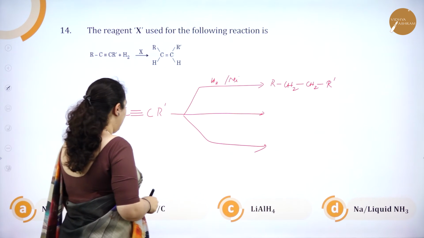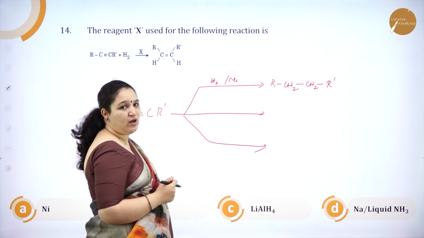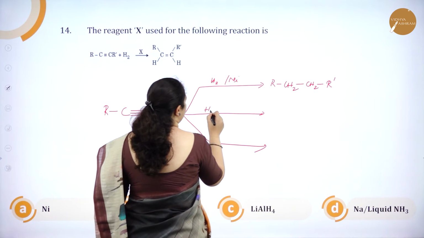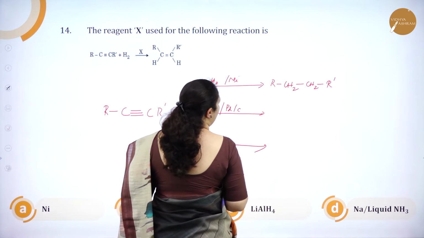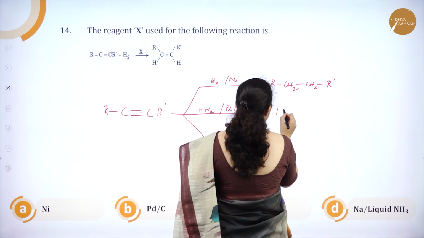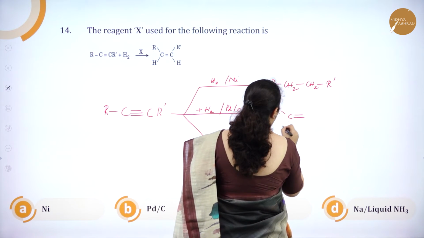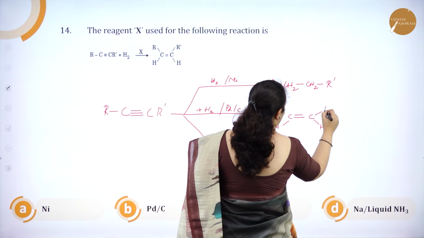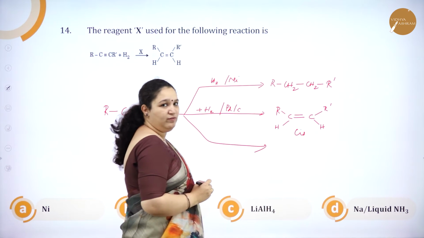Whereas, if we use palladium with carbon, which we can also call Lindlar's catalyst, what is going to happen here? You are going to get R, C, double bond, one hydrogen will get added, another hydrogen will get added, R dash. That is, you are going to get the cis form of alkene.